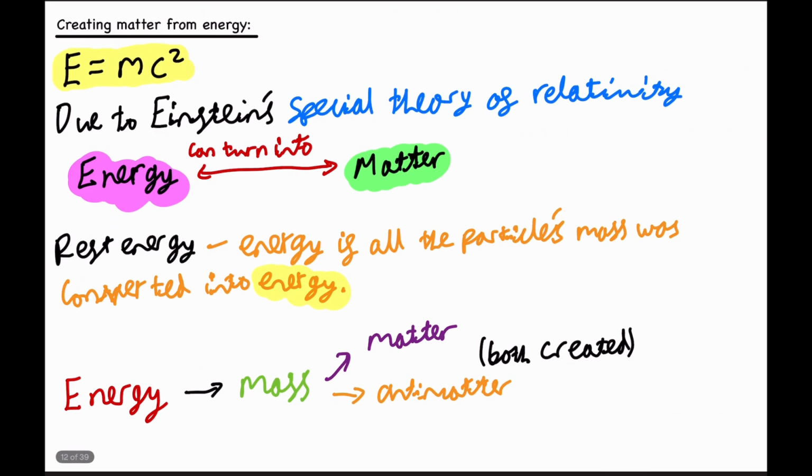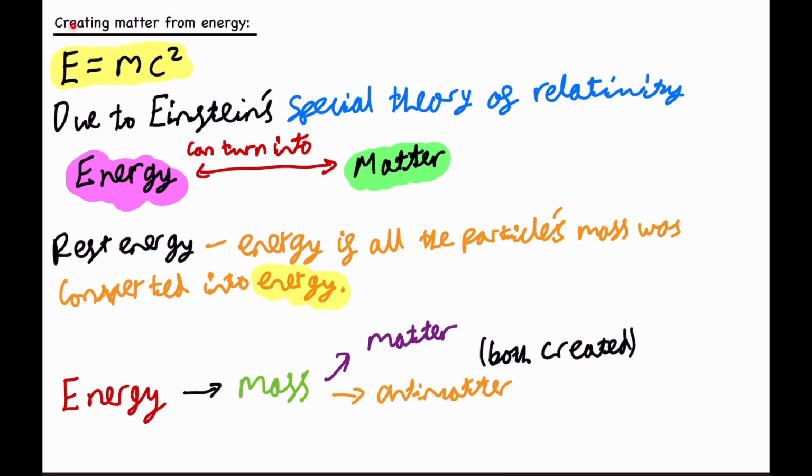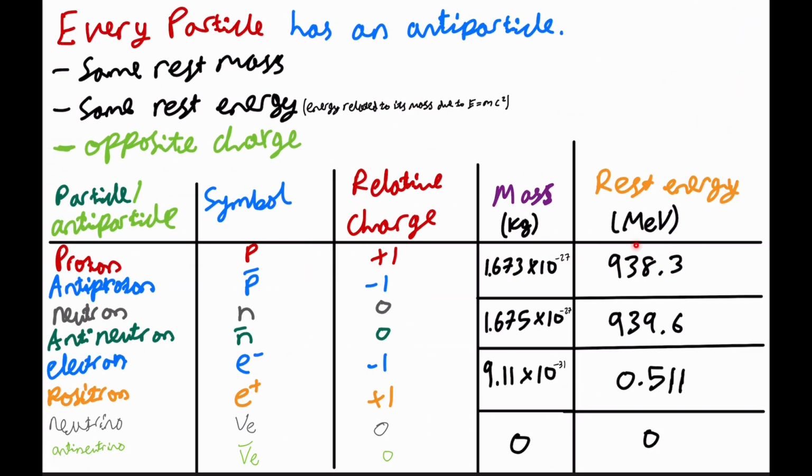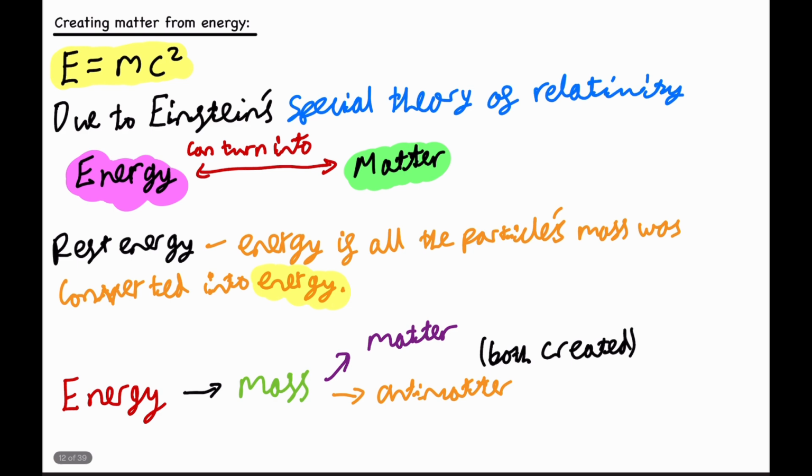So now let's move on to creating matter from energy. You can create matter from energy because of the formula E equals mc squared from Einstein's special theory of relativity. You can turn energy into matter and matter into energy, and you can go either way. Rest energy is the energy if all the particles' mass was converted into energy. So the rest energy of the particles that we saw before is what you would get if you converted all this mass into energy. So that's how it relates.